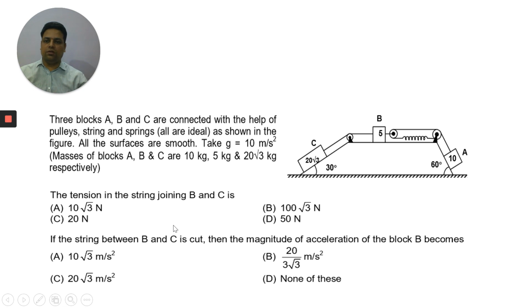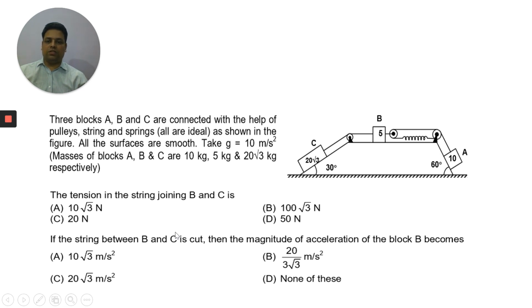Let's read the question. Three blocks A, B, C are connected with the help of pulleys. String and springs all are ideal as shown in the figure. All the surfaces are smooth. G value is given as 10 meter per second square. Masses of the blocks A, B, C are given, that is 10, 5, 20 root 3, and they are also indicated in the diagram.